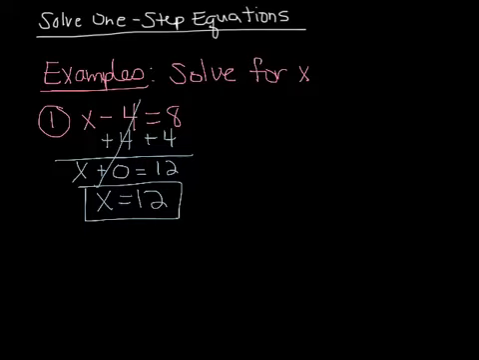So in order to check that out and to make sure it's right, what you can do is take the original equation, substitute that 12 back in for x, and double check. We know that 12 minus 4 is 8. We're very happy because 8 equals 8. So we're done with that problem.